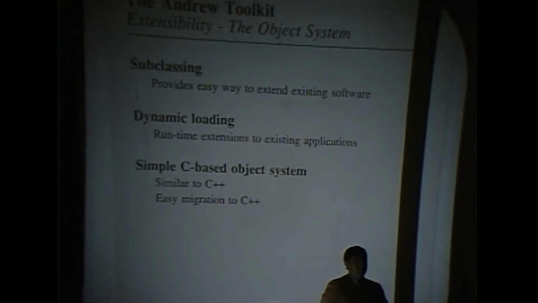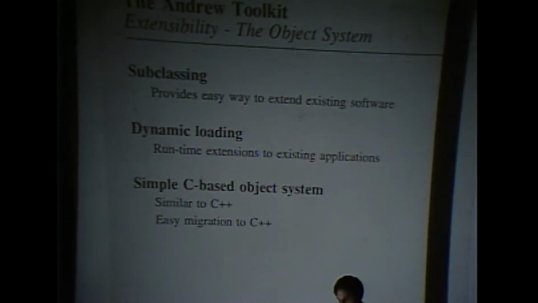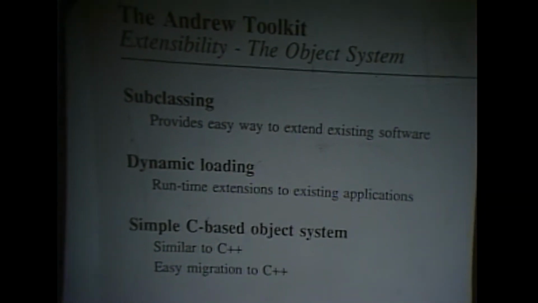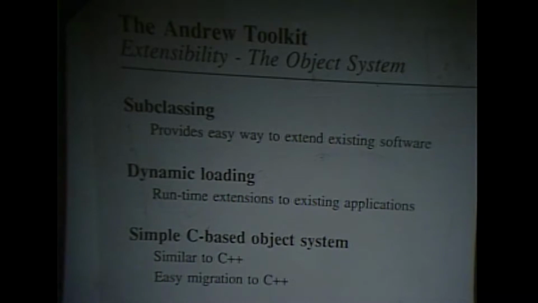Extensibility in the system is based on an object system that we built. The toolkit is an object-oriented system. It's easy to extend essentially by two factors. One is subclassing; given it is an object system, it is a single inheritance system.